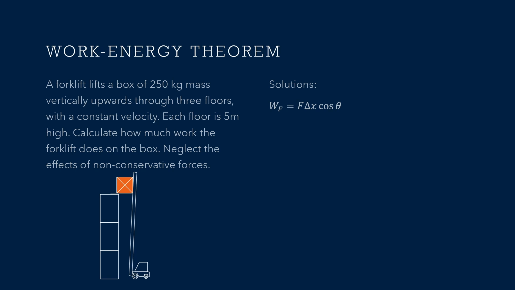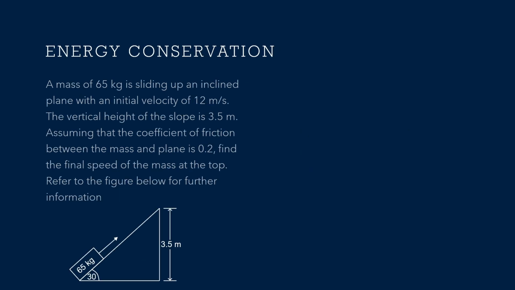First, I'm going to punch down the work formula as you know it, and then I'm going to substitute in everything I know. 250 multiplied by 9.8, that's my weight, and because each floor is 5 meters and there are 3 floors, it will be 5 times 3, and the displacement is in the direction of the motion, and hence the cos theta will be 0 degrees because it's in the same direction. That will give me a work done by the forklift of 2,450 multiplied by 15 multiplied by 1. And that will give me work done by forklift of 36,750 joules.